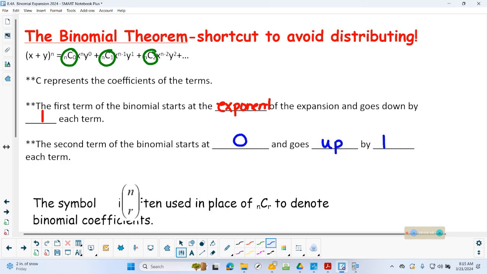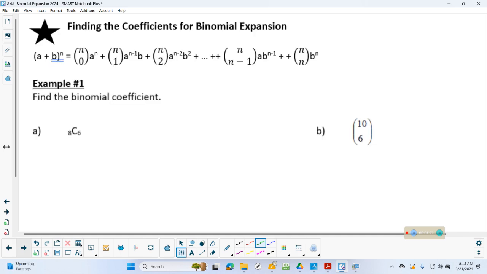So always kind of think high-low. The first term starts high, second term starts low. Now you might see this expression today too. This is the same thing as the combinations, which of course are in your calculator, and that's the first thing I'm going to show you how to punch in.